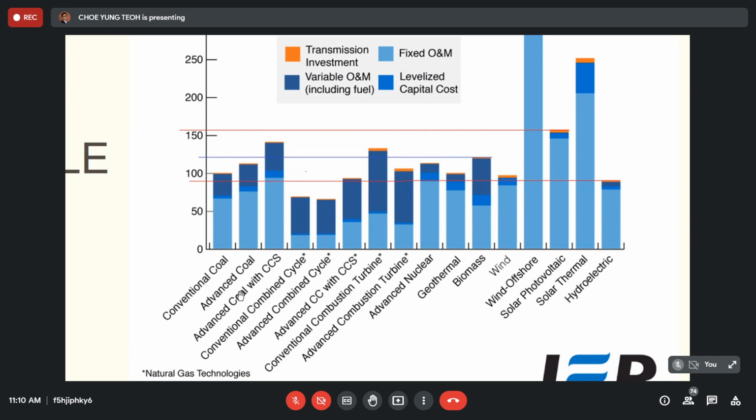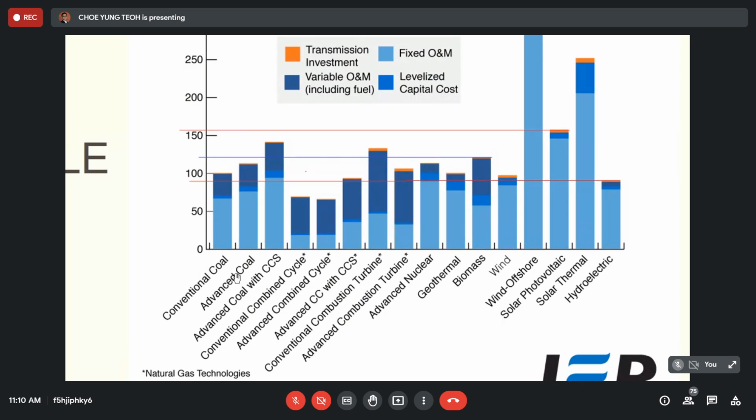Okay, and then the next one is the advanced coal with the CCS. CCS here stands for carbon capture and storage. The carbon here is not really carbon, it's actually carbon dioxide, because after the complete combustion, we will not have any carbon. It just leaves carbon dioxide, and this is the final product of whatever combustion we have.